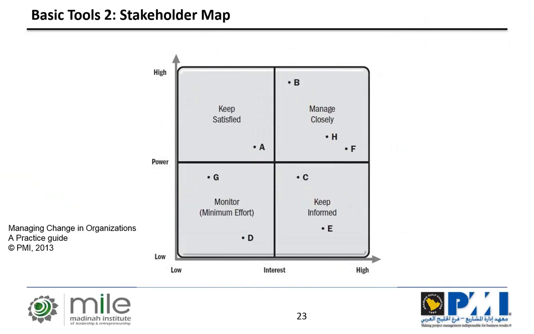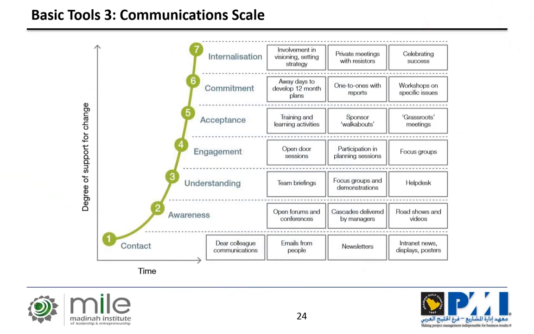The third tool that I'm bringing here is what is called the communication scale. So how much do you want to communicate with the different people involved in the change? As you can see, we have two dimensions here: one is time, and one is degree of support. So depending on the degree of support, the higher it is, the more complex the communications will be. So you go to the top, number 7 here, you have to make sure that these stakeholders being communicated with really internalize the changes.